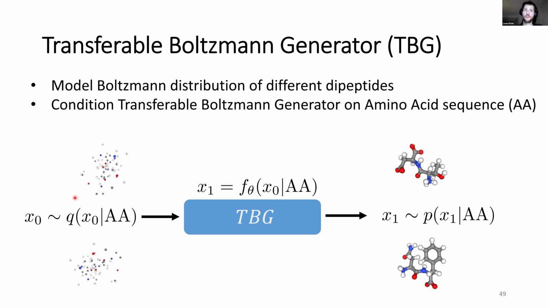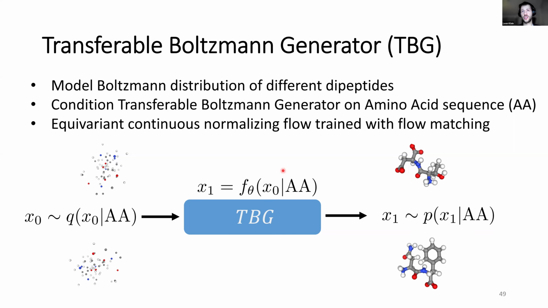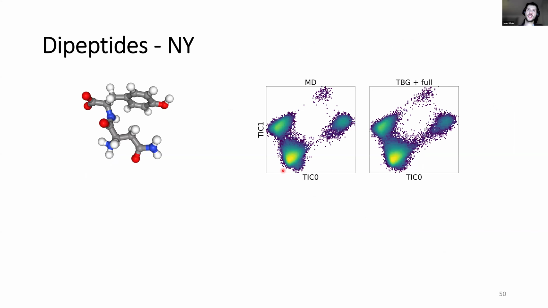The conditioning for the model works by conditioning the vector field, so the equivariant graph neural network, on the sequence, which includes the particle types, but also the amino acid type. And we train this continuous normalizing flow, this equivariant continuous normalizing flow I described earlier, again with flow matching. And after training, I'm now showing some results for the dipeptides in the test set.